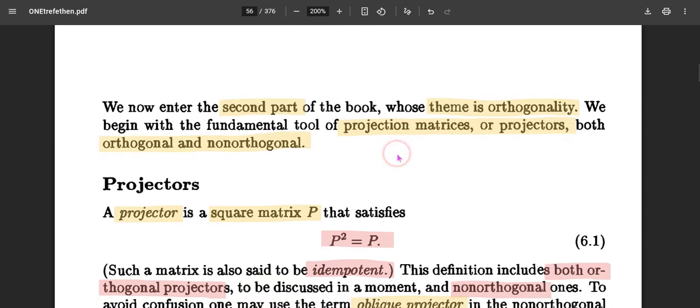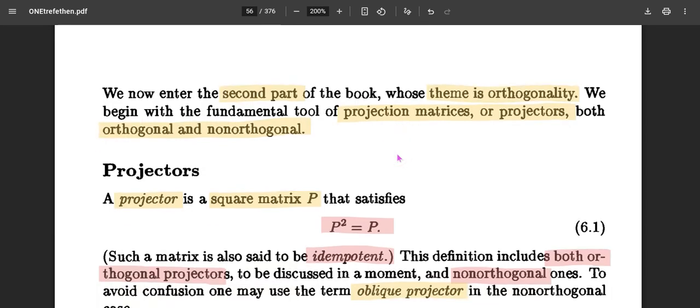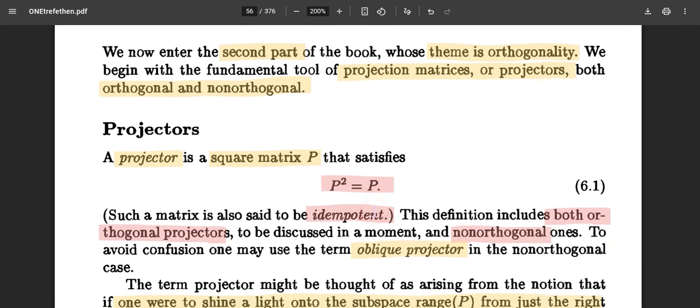So let us come to it. What is meant by a projector? A projector is a square matrix which satisfies the property P squared equals P. Any operator which satisfies this property is termed idempotent. This projector can be orthogonal and also non-orthogonal. A non-orthogonal projector is called an oblique projector.